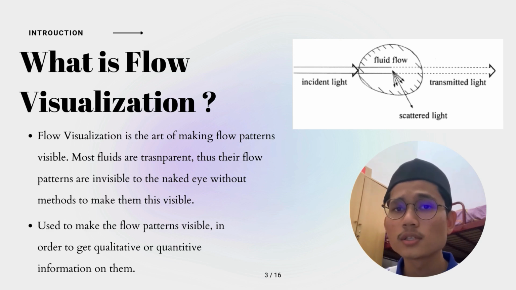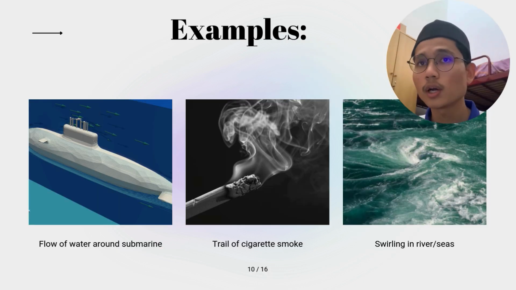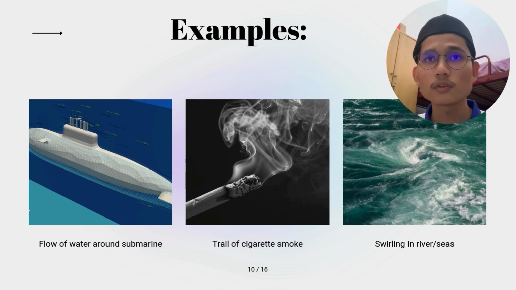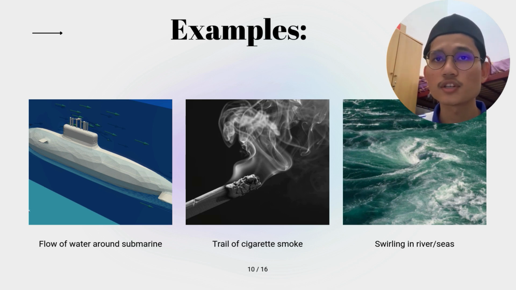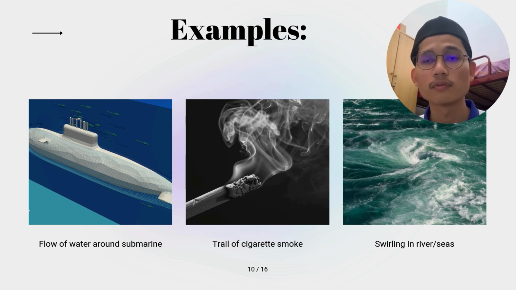So the second one is flow visualization used to make the flow pattern visible in order to get qualitative or quantitative information of them. So here I am including 3 examples of flow visualization. The first one is flow of water around a submarine. The second one is the trail of cigarette smoke. And the third one is swirling in rivers or seas.